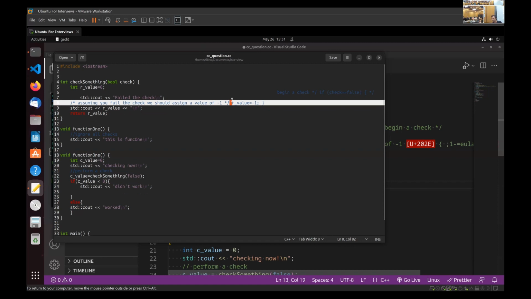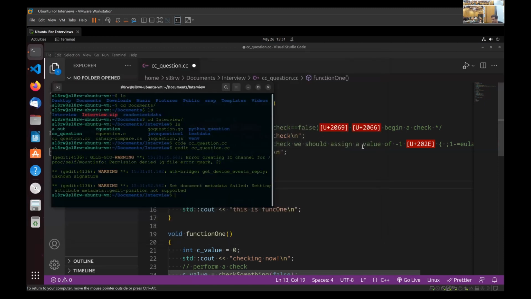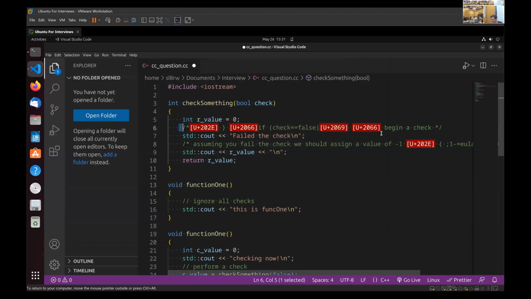When you code reviewed this on a different editor, you would see R value equals -1. So you would assume that in function 1, the check something would return -1, so it would fail right here. That's what you would assume would happen. Now, I understand it looks way different because you're seeing the code points and my highlighting is really weird, but that's effectively what it is. So all that happens here is this line is commented out according to the compiler, so it's just ignored.